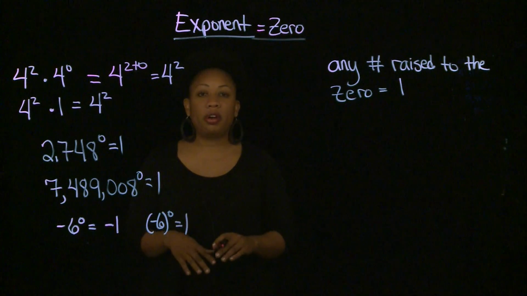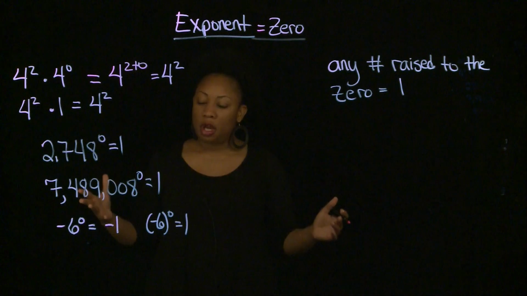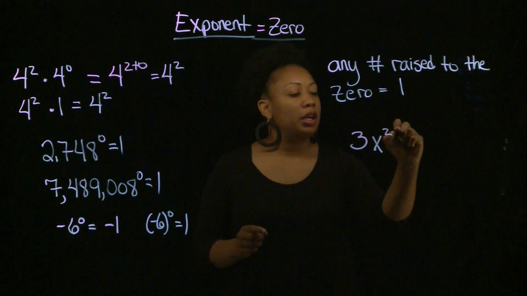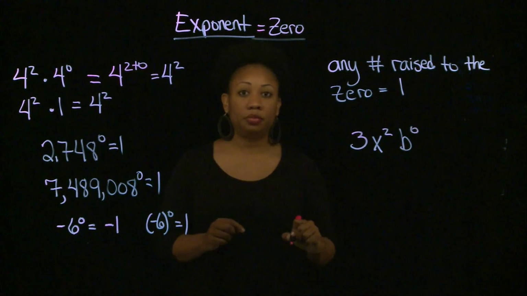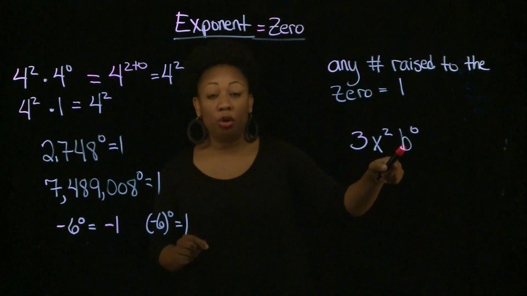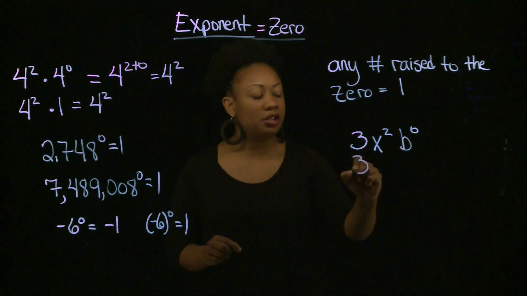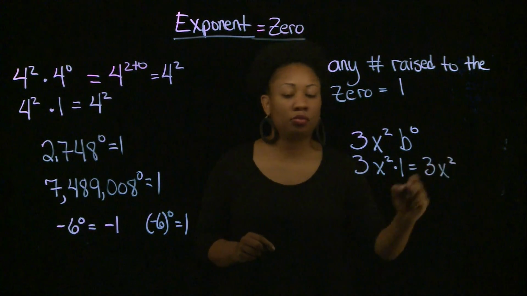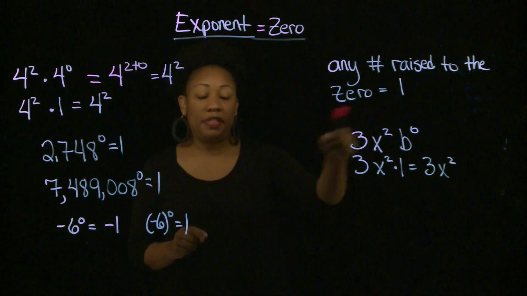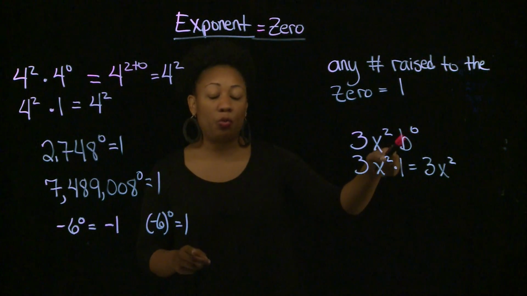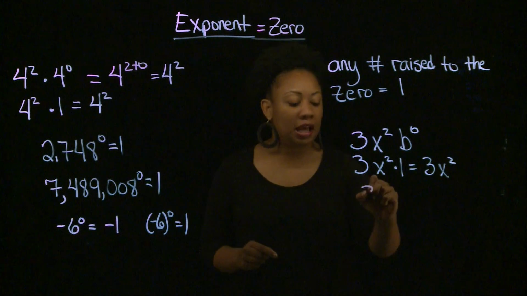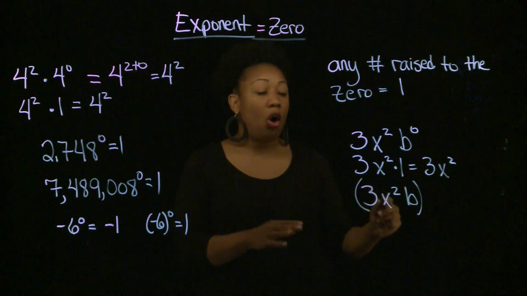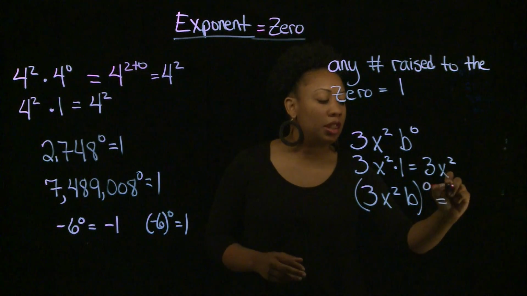You'll also get problems where you'll have maybe some variables. So you might have 3x squared b to the 0. Again, this 0 is only related to this b. So you can rewrite this as 3x squared times 1. So your answer is going to be 3x squared. Don't just see a 0 and think that it's 1. This is only attached to what directly is in front of it. Now, if you had 3x squared b all in parentheses and all this was raised to the 0, then your answer would be 1.